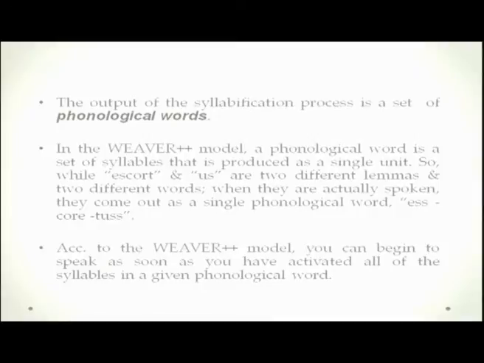In the Weaver++ model, a phonological word is basically referred to as a set of syllables that is produced as a single unit. Remember, escort us is going to be produced as 3 different syllables. So escort and us technically are 2 different lemmas, but when you say he will escort us, escort and us are 2 phonological words. Okay, so you have to pay a little bit of attention here and get to the fact that morphemically word structures are different, but the way you speak, the phonological word form will be different from the morphological word form here.